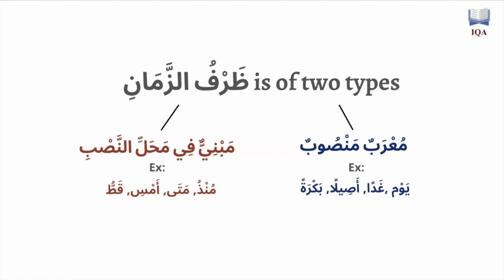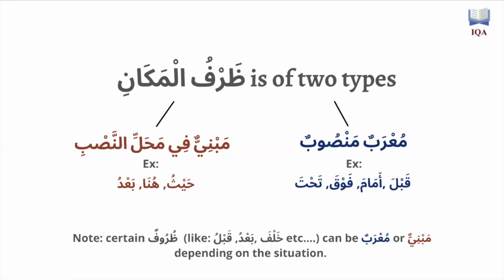The same can be said for ظرف المكان. A ظرف المكان can be معرب منصوب, like قبل, أمام, فوق, تحت, or it can be mabni on something like a dhamm or a sukun, but it's in the position of nasb. So حيث is mabni على الضم في محل nasb. Same thing with هنا, and same thing with بعد. Now note, certain ظروف like قبل and بعد and خلف can be معرب or mabni depending on the situation.